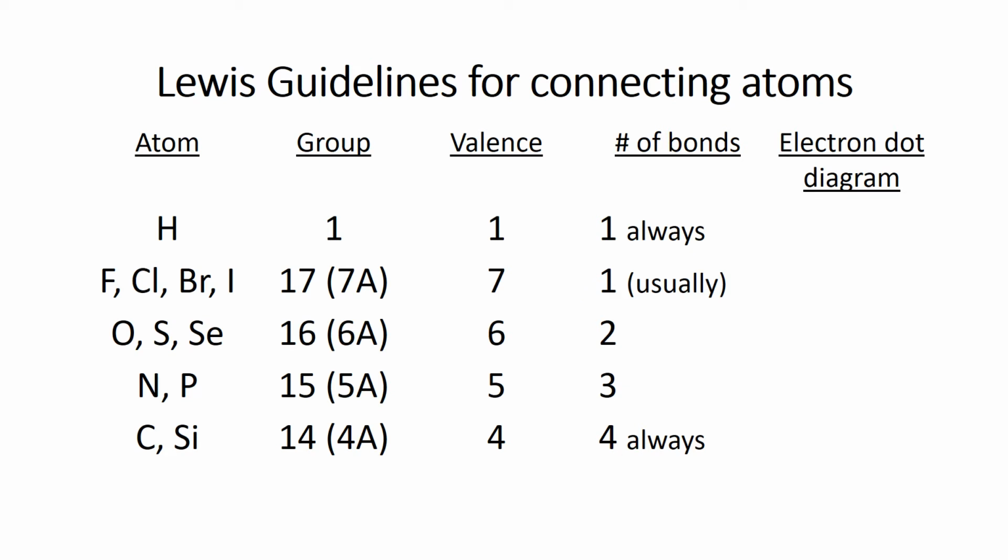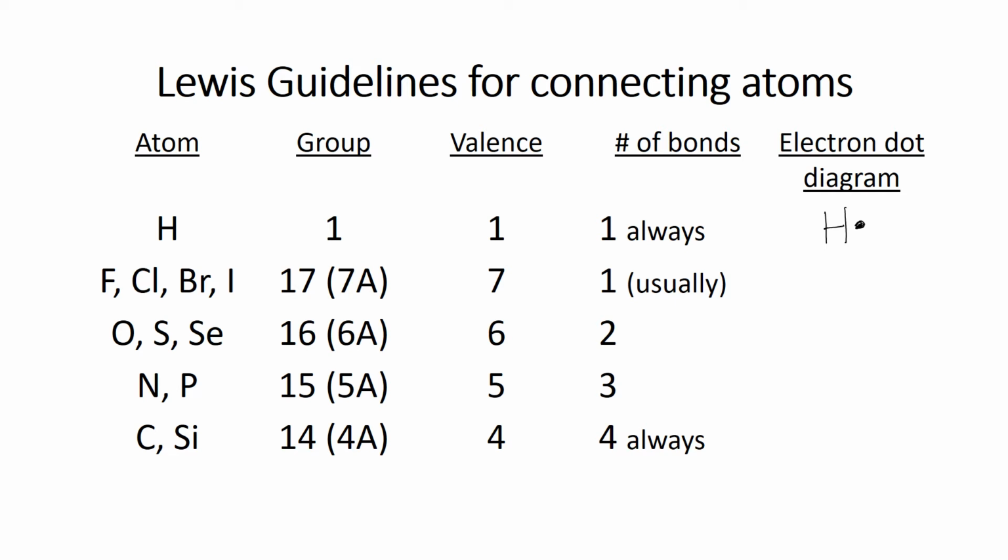So these are the Lewis guidelines for connecting atoms. Hydrogen in group 1 has a valence of 1, so it always has 1 bond. And I'm just going to draw the electron dot diagram for hydrogen. Hydrogen has 1 dot, 1 electron, and so it can only form 1 bond.